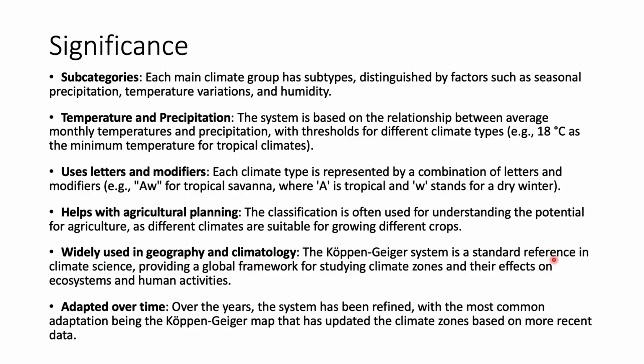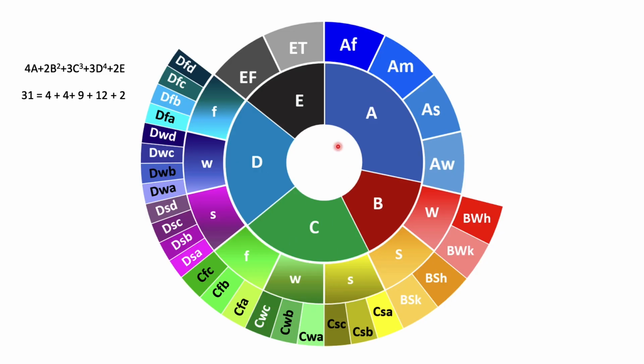This is a standard reference in climate science, providing a global framework, because the entire world can follow a single system for studying climate zones and their effects on ecosystems and human activities. Similarly, this has been adapted over time, which means it is refined, and currently a few modifications are being carried out because of global warming. So here is the chart to understand the entire system.